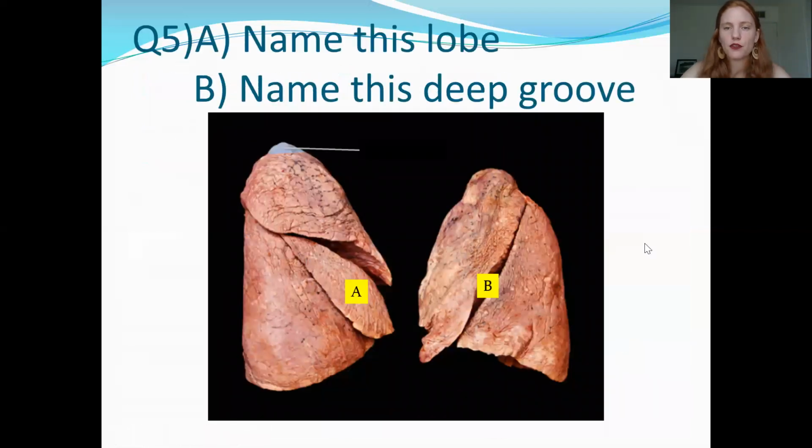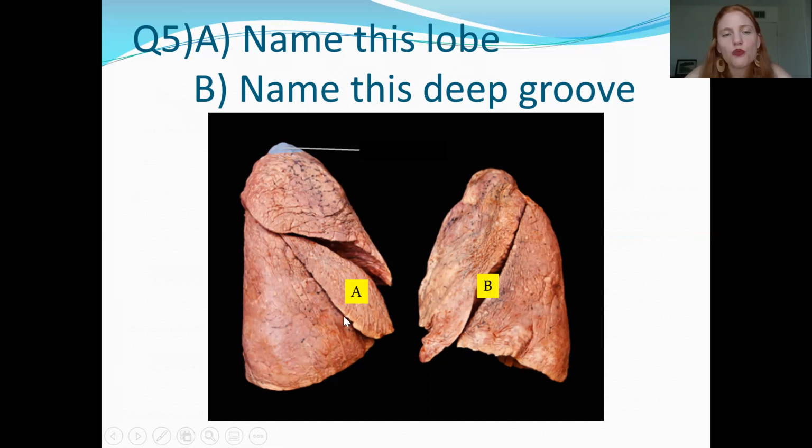Okay, let's check real quick. First thing you want to do is sort of orient yourself. This right here would be the right lung, and this right here would be the left lung. At the top, we have the apex. Here is the base. And what we're looking at now is the different lobes.